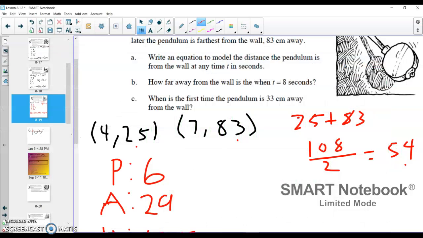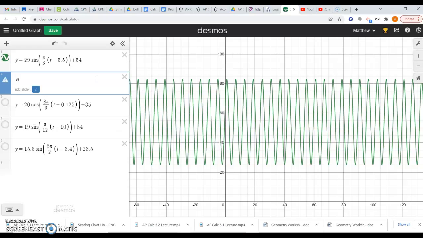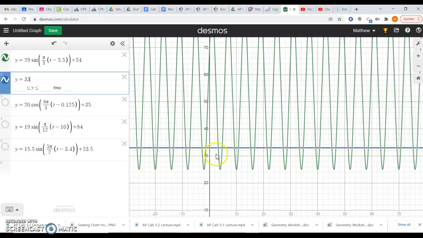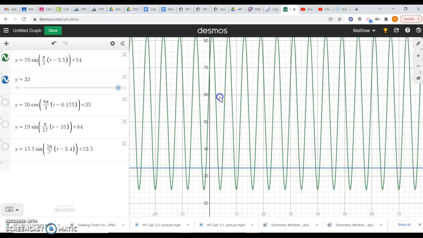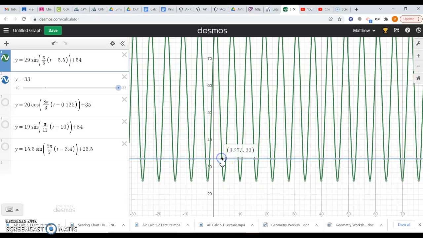And then the next one is asking us, when is the first time the pendulum is 33 centimeters away from the wall? Well, similar to what I did yesterday too, we're going to set a y value equal to 33, and we're going to look for the first place past the y-axis that happens. The first place that happens, wait, maybe there's one above. Nope. First place that's going to happen is at 3.273 seconds is the first time that we get to be 33 centimeters away from the wall. So that answers that question.